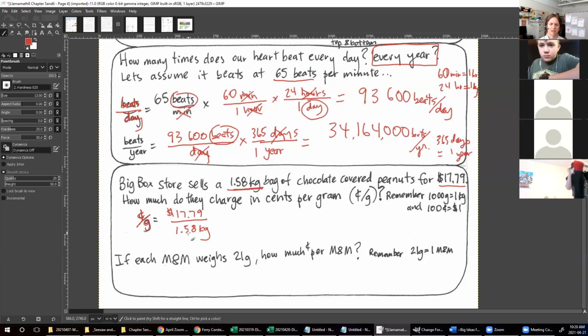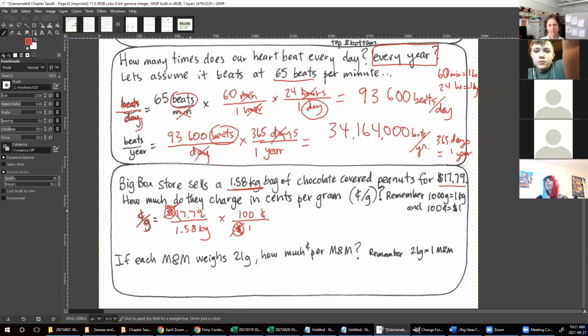I could figure this out and get dollars per kilogram. But I don't want dollars per kilogram. I want cents per gram. So let's figure this out here. We want cents on the top. So if we have dollars on the top, we're going to multiply by a fraction where dollars are on the bottom. And I know that $1 is the same thing as 100 cents. Does that make sense how I did that? I want to change this dollar. It's on the top, so I'm going to multiply it by something where the dollar is on the bottom so that they cancel out. So $1 is 100 cents.